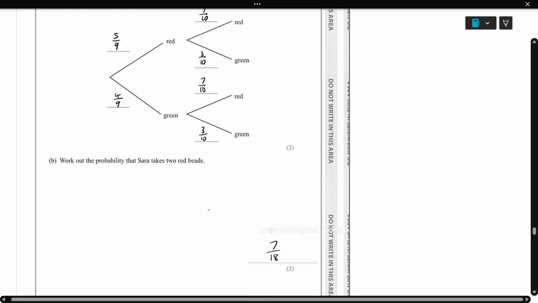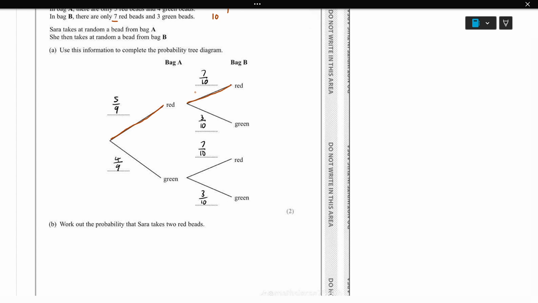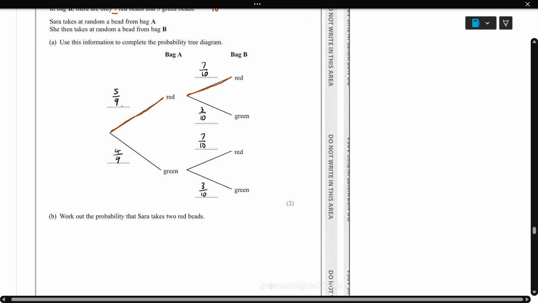Next question, work out the probability that Sarah takes 2 red beads. We have to go with red and red, which is 5 by 9 times 7 by 10.